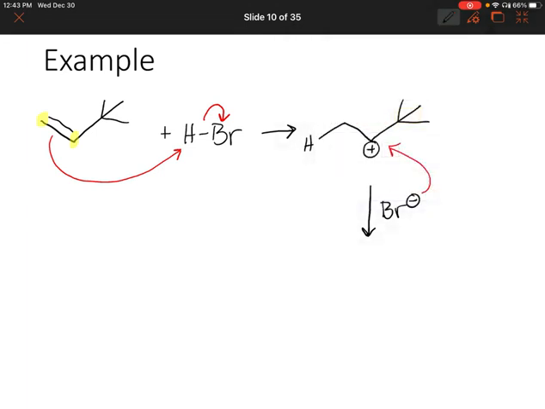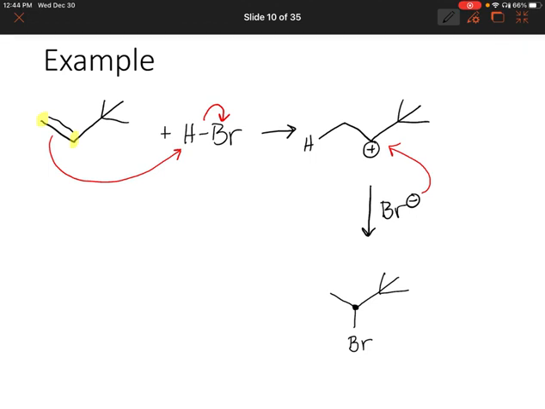And I'm just going to leave out the hydrogen on our final product here. Okay, so bromine will end up on this carbon here. It's hard when I can't point to things in person.